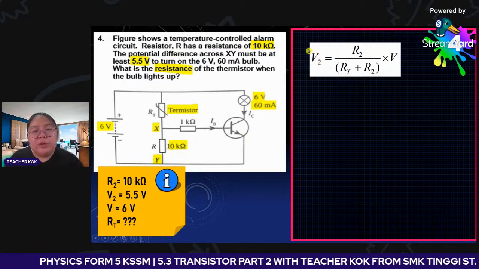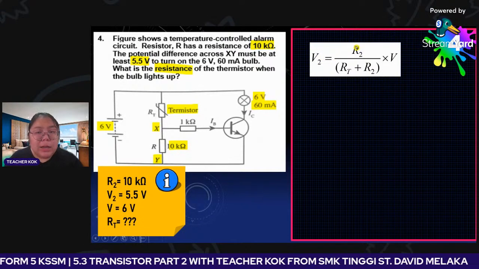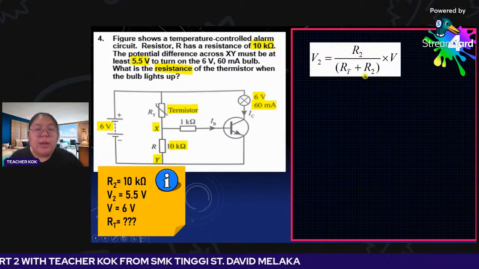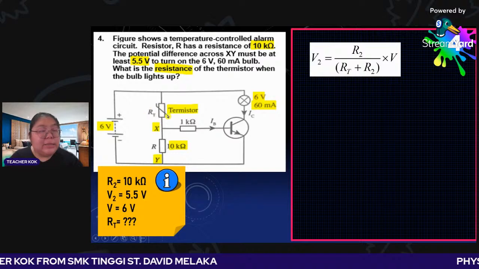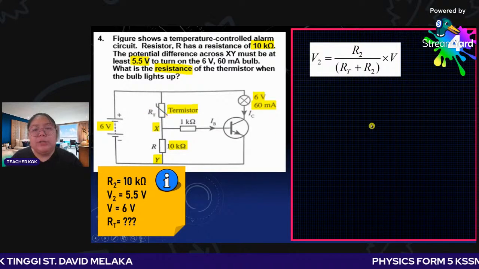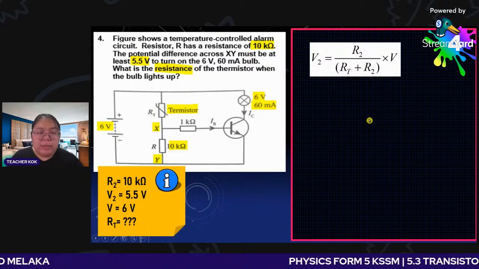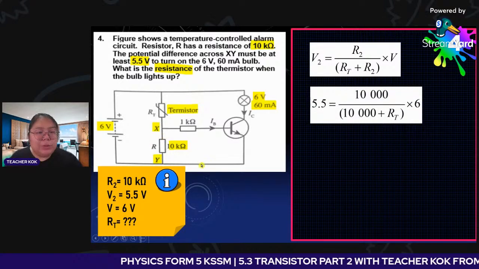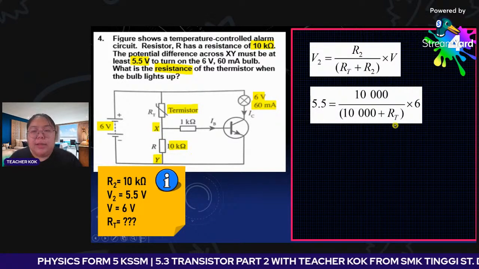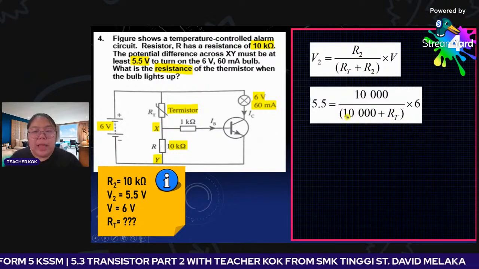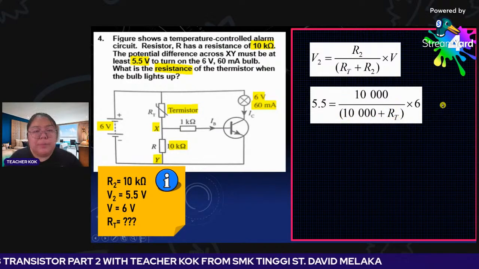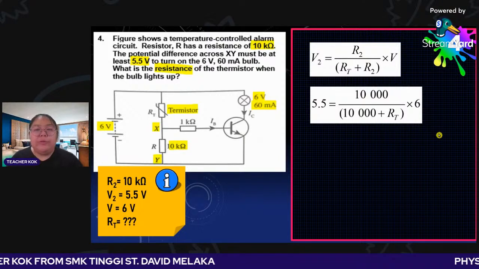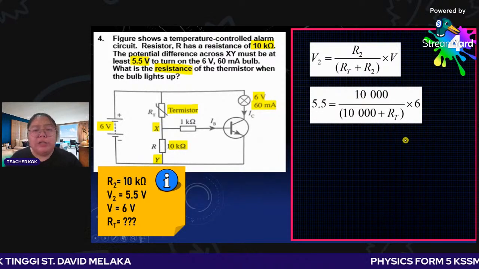So remember, if you're using V1, this one must be R1. Okay, so from here I'm using V2, so this one is R2. Here, RT stands for R1 in this situation. So I just put in all the things. V2, I get 5.5. R2 is the bottom one, 10K. Then RT, I don't know. Then I put 10K plus RT, multiply total volt, 6 volt. I want to find RT, so I just multiply.